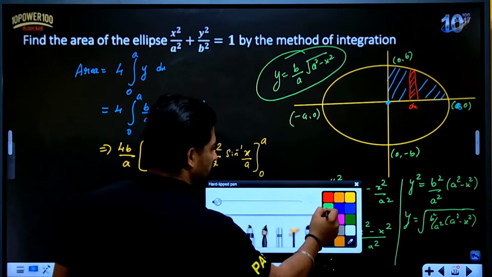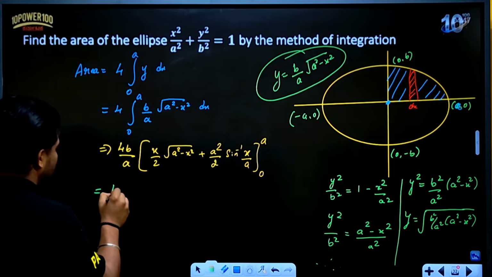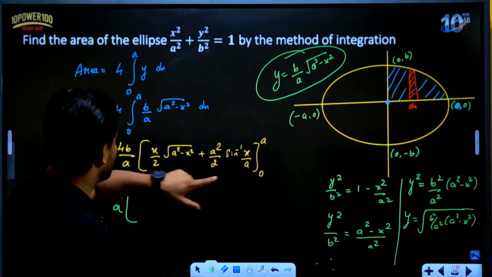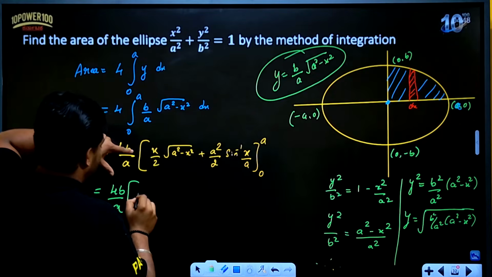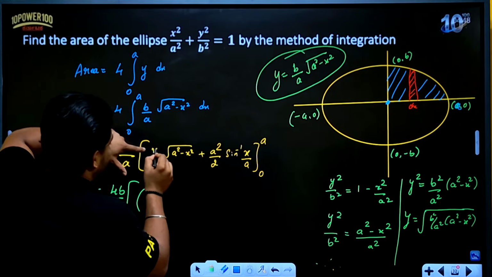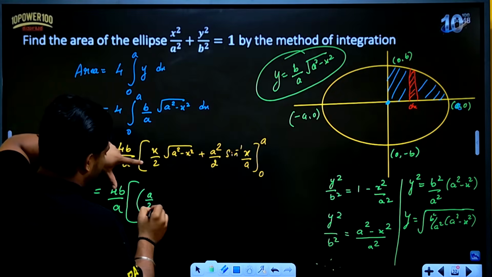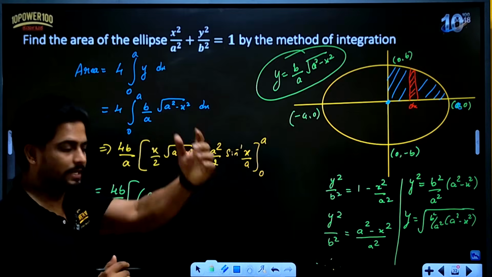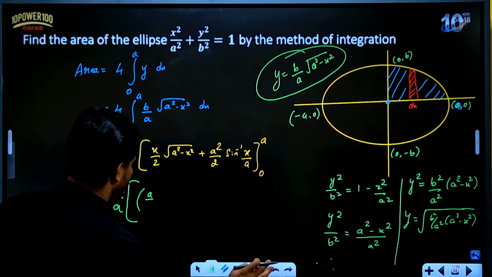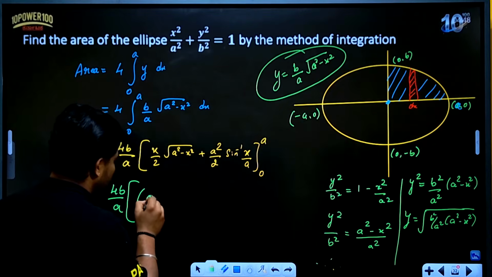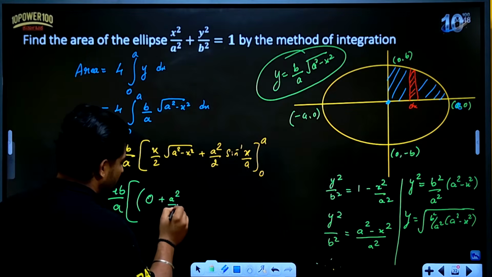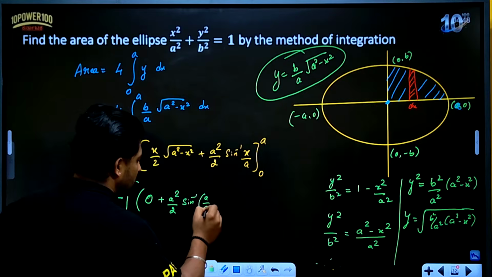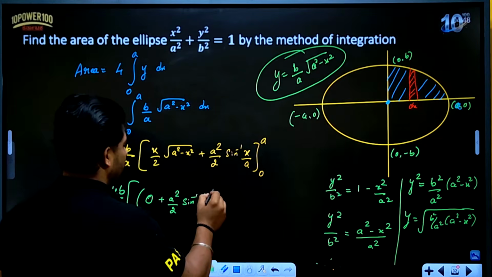So now if I have to calculate this, 4b by a. The important step now is substituting the upper limit. If I substitute the upper limit x equal to a, it is a by 2 root of a square minus a square. A square minus a square is 0, so write that directly. This is 0 plus a square by 2 sine inverse of a by a. Sine inverse of a by a is 1. Okay, upper limit is done.